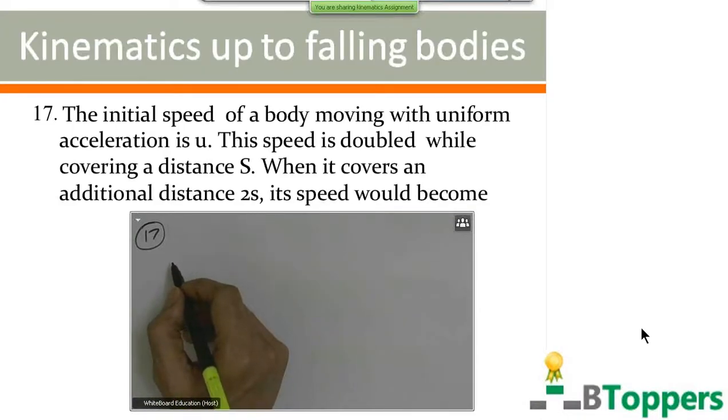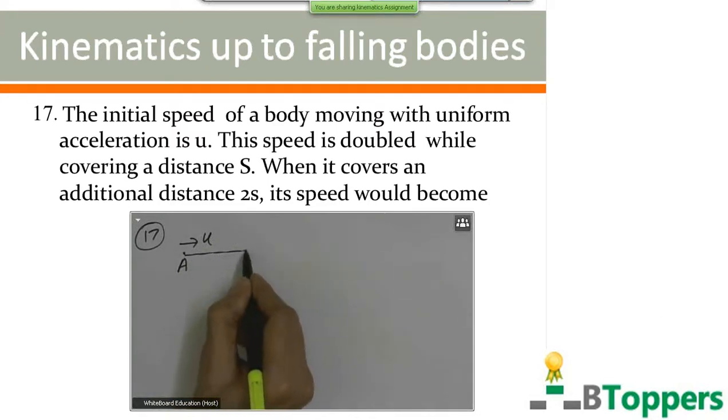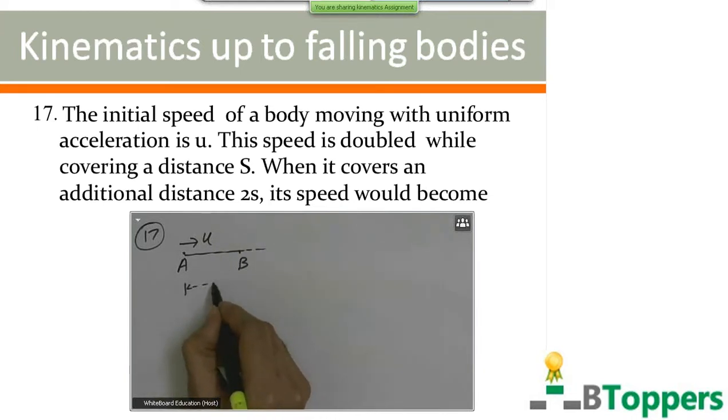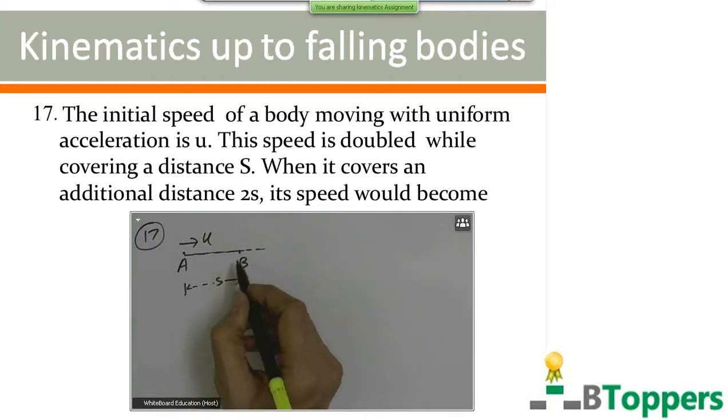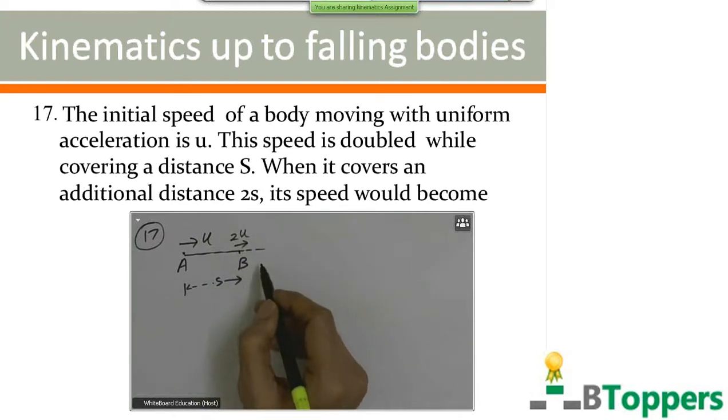See the question number 17. The initial speed of a body moving with uniform acceleration is u. The speed is doubled while covering a distance s. When it covers an additional distance 2s, its speed would become? Let us suppose the body starts from the point A with initial speed u. Let us suppose the body travels from A to B covering the distance s. That means speed at B will be double the speed at A. That means speed at B will be 2u.